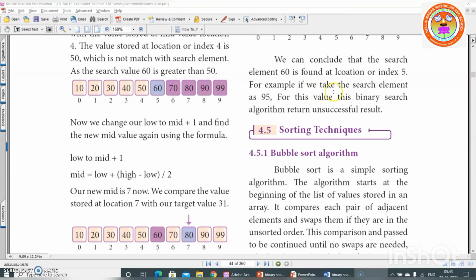For example, if we take the search element as 95, for this value the binary search algorithm returns unsuccessful because there is no 95 here. Understood now, everyone? So I'm stopping it here.